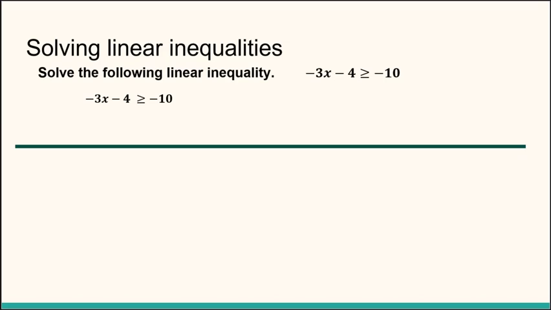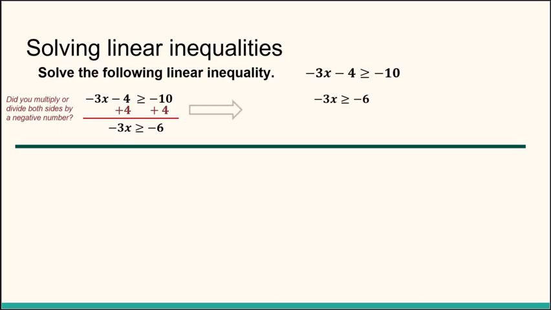Let's do this one. Let's solve the following linear inequality: -3x minus 4 is greater than or equal to -10. I am going to add 4 to both sides. I'll say to myself, did I multiply or divide both sides by a negative number? And I say, no, I just added. Of course I didn't. So I'm just going to copy down my same inequality symbol and perform my operations. I get -3x is greater than or equal to -6. I'm going to write that down.